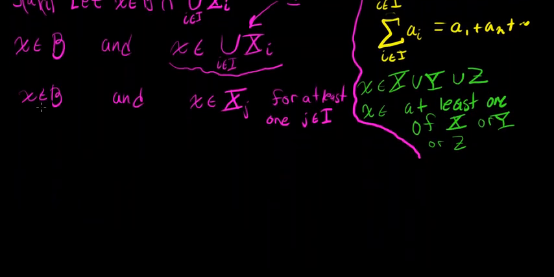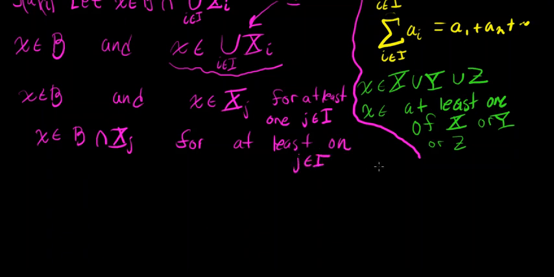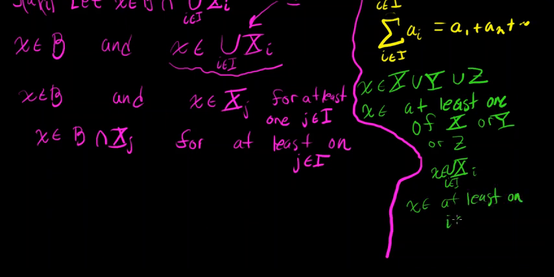So if x is in B and x is in x sub j for at least one j in I, then by definition of set intersection, x is in B intersect x sub j for at least one j in I. And remember, if x is in the union for all i in I of x sub i, then that means that x is in at least one x sub i for some i in I.